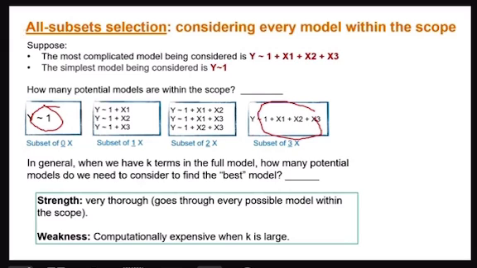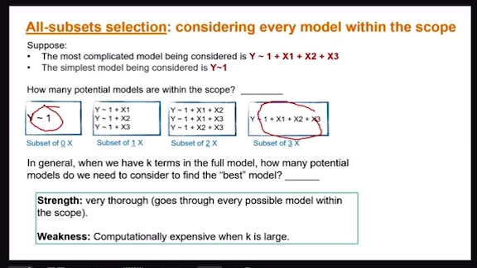And you know what? All subset selection means we have to go through each of these to identify the best model. That's what we call all subset selection. The strength of this approach is that you'll be able to go through all possible models, but the weakness is that it is computationally expensive when K is large. Imagine when you have 10 explanatory variables, that will be 2 raised to the power 10. That's going to be a lot of subsets.